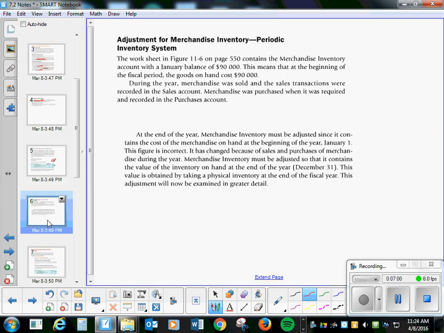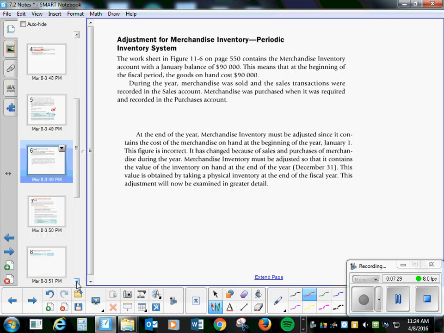At the end of the year, merchandise inventory must be adjusted since it contains the cost of the merchandise on hand at the beginning, January 1st. This figure is incorrect. It has changed because of sales and purchases of merchandise during the year. Merchandise inventory must be adjusted so it contains the value of the inventory on hand at the end of the year. This value is obtained by taking a physical inventory at the end of the fiscal year. This adjustment will now be examined in greater detail.